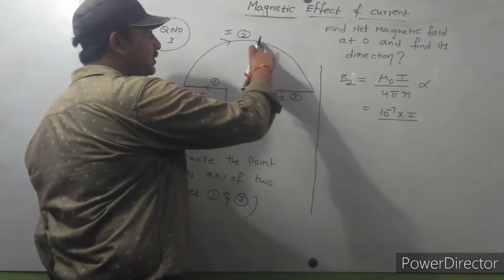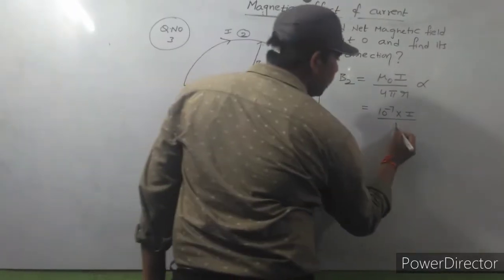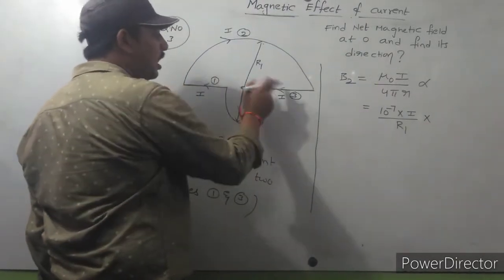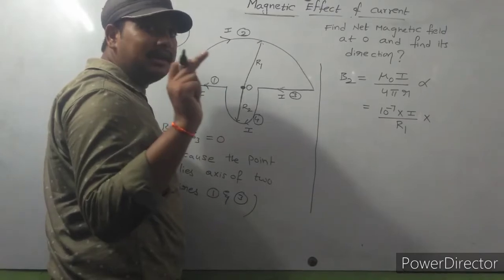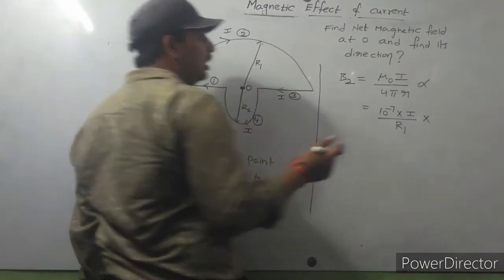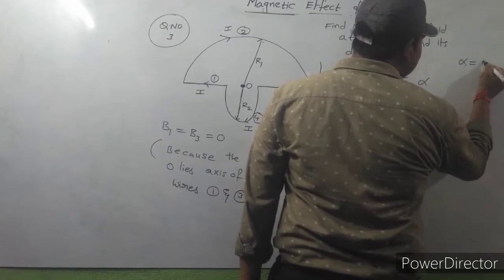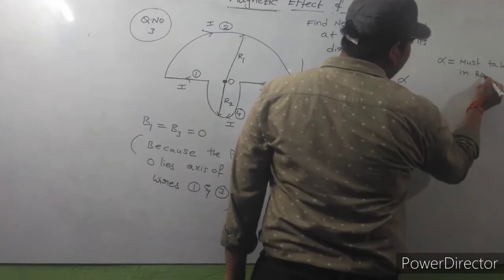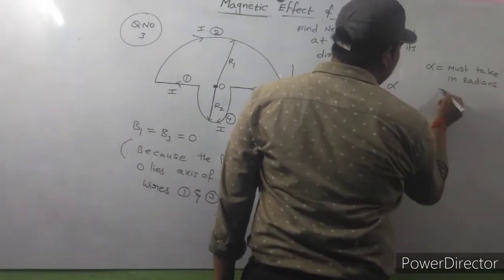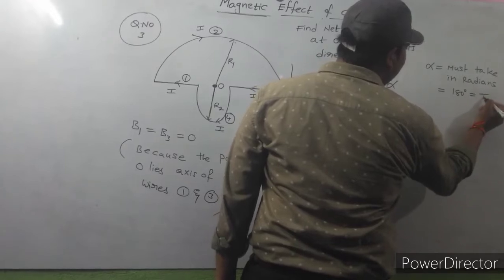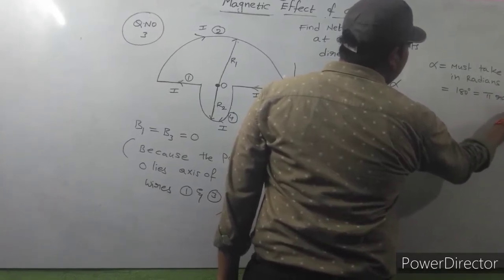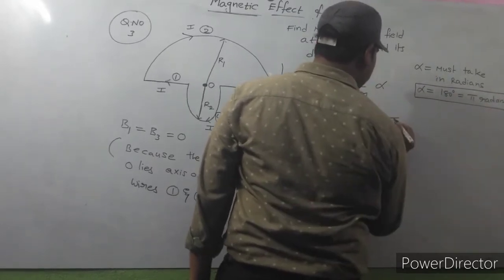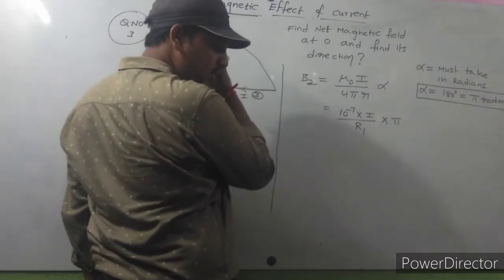The radius, what is the radius of this arc? Second part, R1, into alpha value. What is the alpha? This is a semicircular arc. For a semicircle, the angle is 180 degrees. You already know the alpha value must be taken in radians. That means 180 degrees is equal to pi radians. So alpha is equal to pi radians. So we will substitute pi here. Then what will we get here?